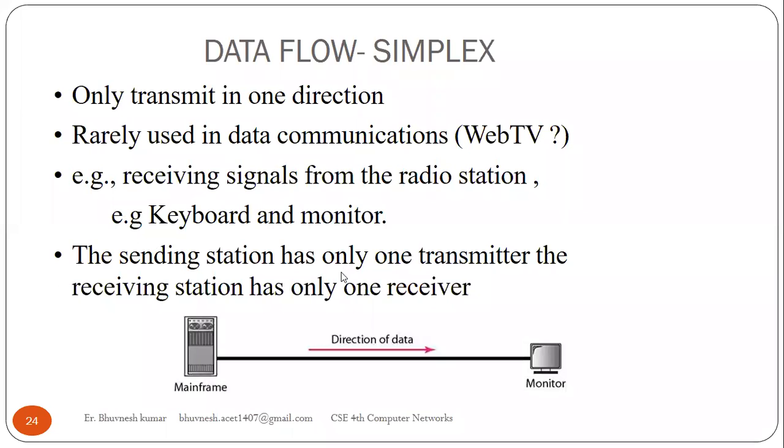The sending station has only one transmitter. The receiving station has only one receiver. There is only one sender and one receiver. In the radio concept, there are multiple receivers also, but the sender is always one, which has the responsibility to send your data.